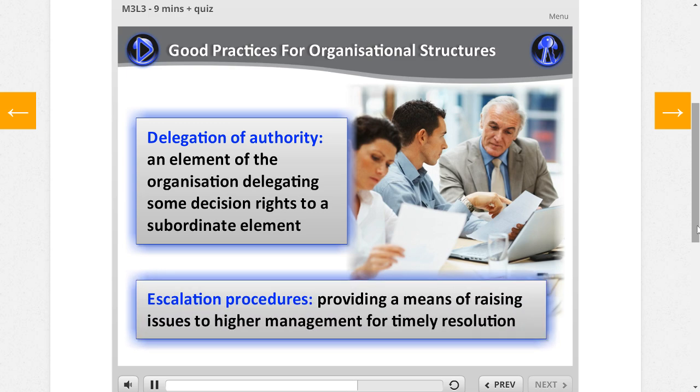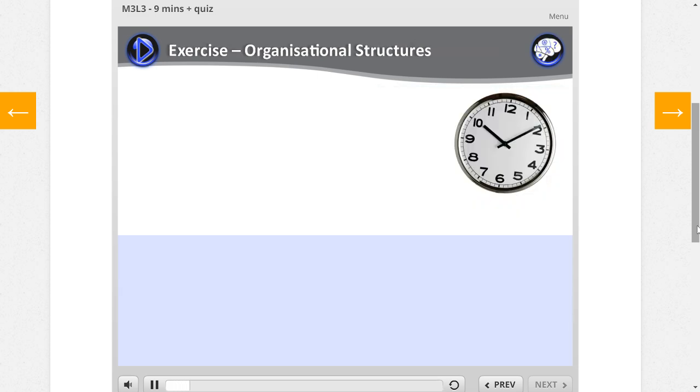Escalation procedures. This refers to providing a means of raising issues to higher management for timely resolution. Examples of when this might be necessary include scope issues, major trade-off decisions, and serious resource conflicts. The final good practice for organizational structures relates to the composition of the structure.